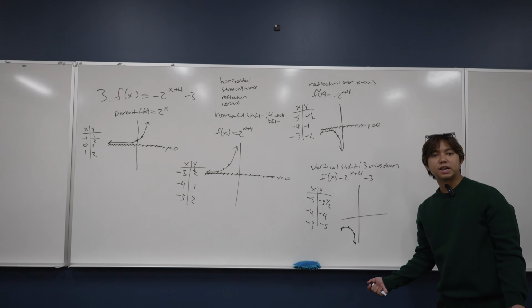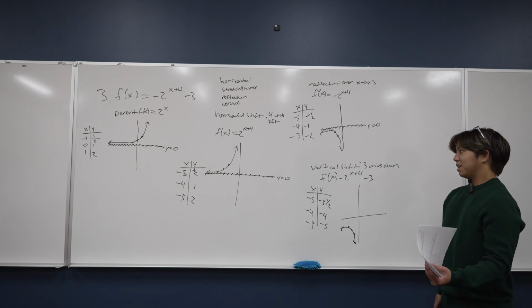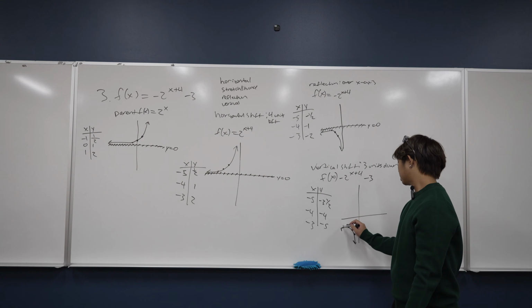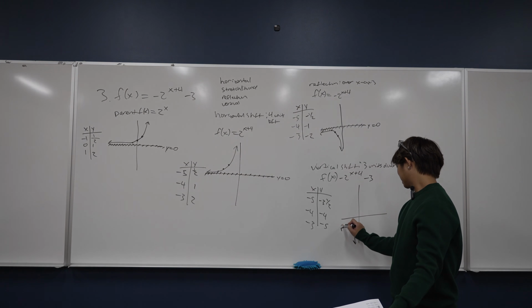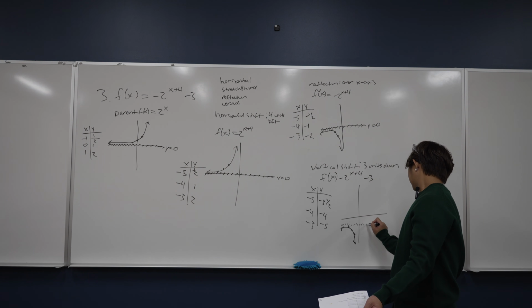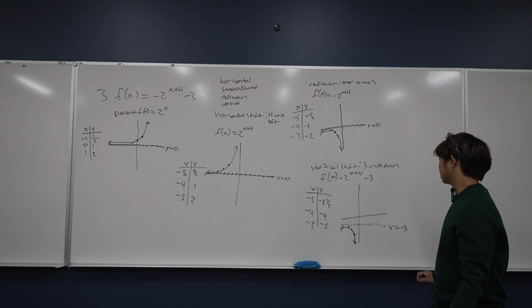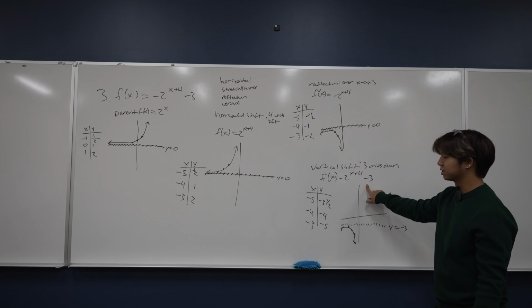Okay, so what about our horizontal asymptote, though? They move down, right? Because why? We also move down. So let's just say this is like 3 here. Y equals -3 because we moved with the vertical shift.